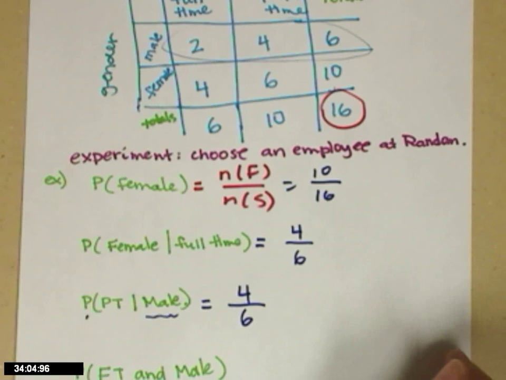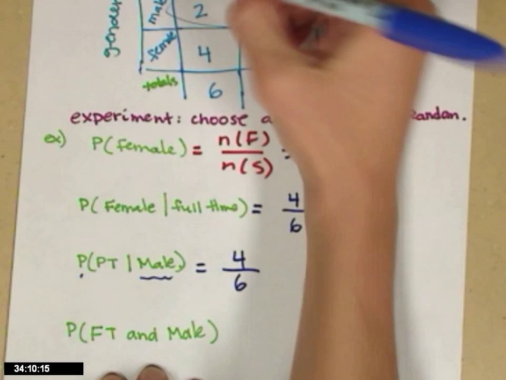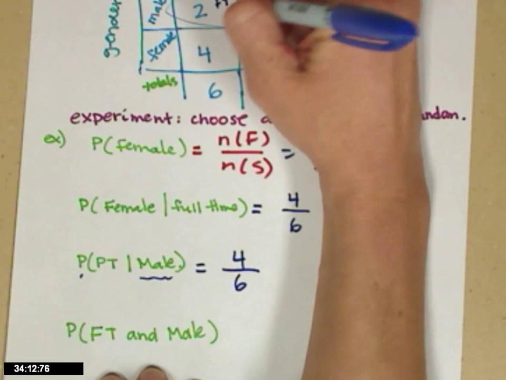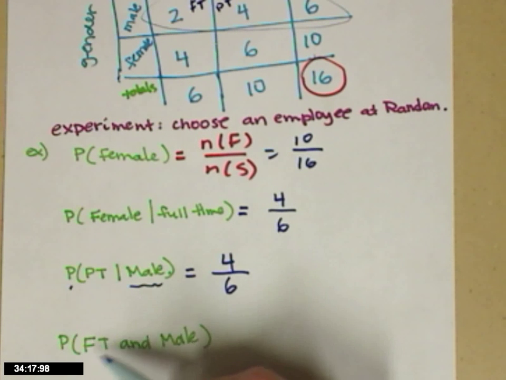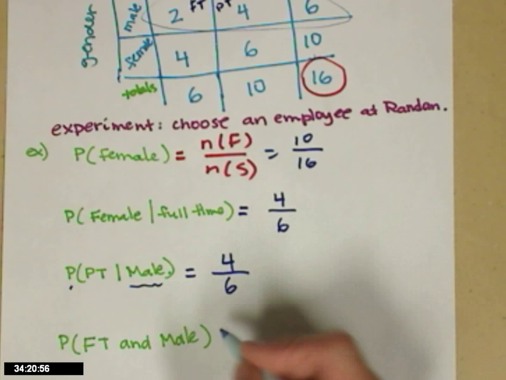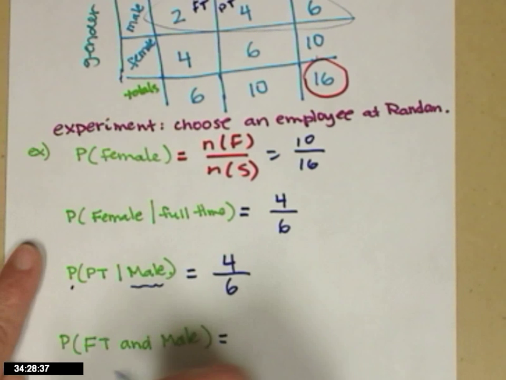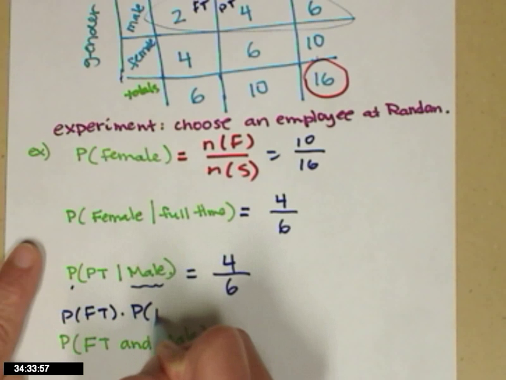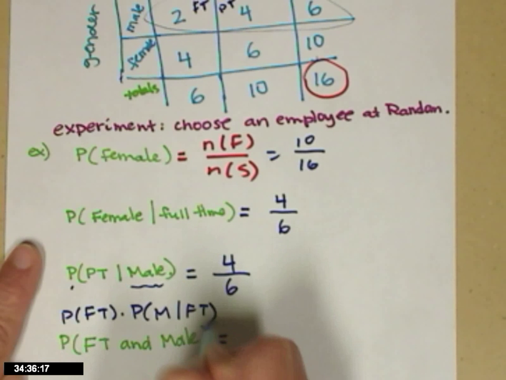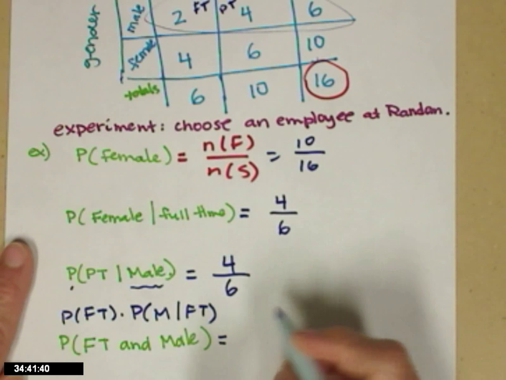All right, and let's do one with and. Let me show you. So this was full-time, and this was part-time, just so that I can keep everything on the screen. So here's our conditional. Probability of full-time and male. Now, we could do the chart, or we could do our formula. P of full-time times probability male given the employee is full-time, but it's not that hard. It's so much easier than that.